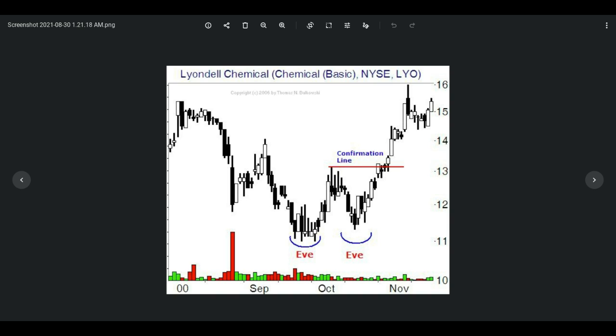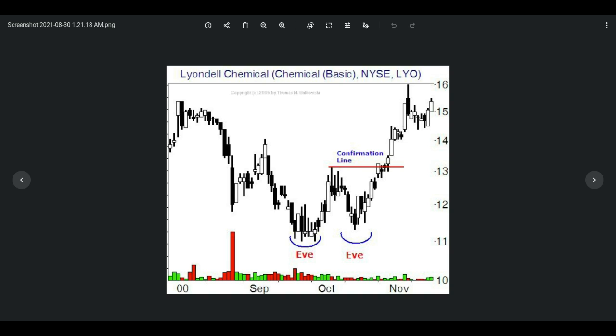Measuring technique. Measure the distance between the high and the two lows and add it to the breakout level.